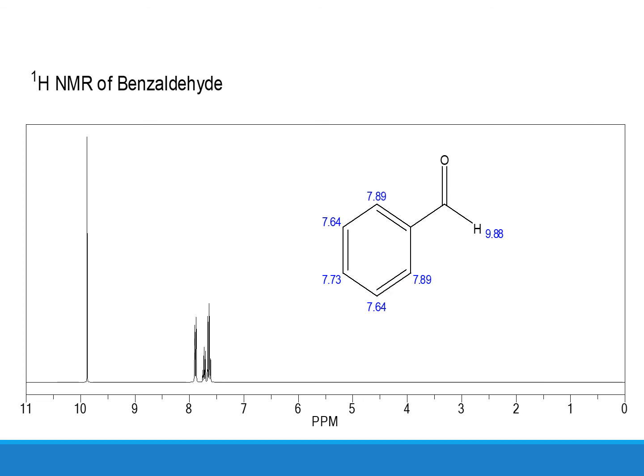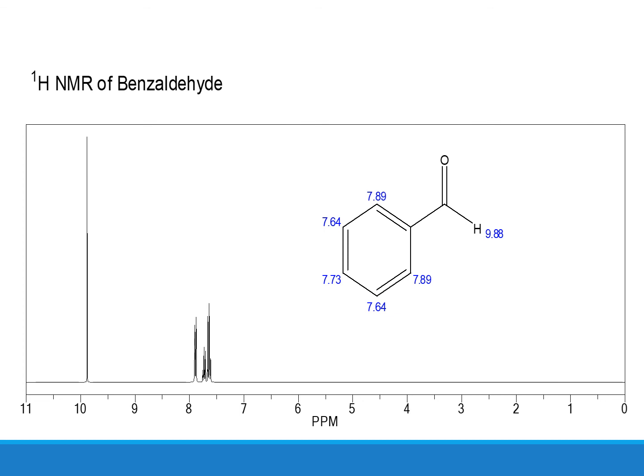You can see the first singlet appearing at around 9 point something is for the aldehyde hydrogen, whereas you can see also a peak at around 7.8, a peak around 7.7 or something, and a peak at 7.6. So I think you can clearly see 4 peaks, right? That's the spectrum for benzaldehyde.